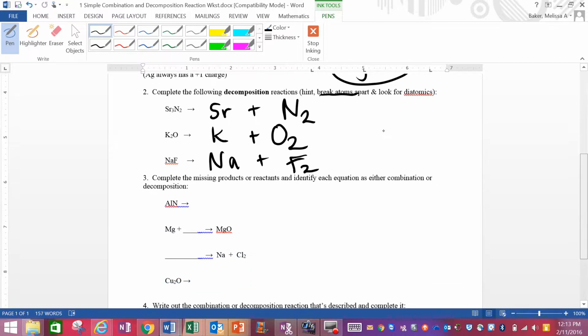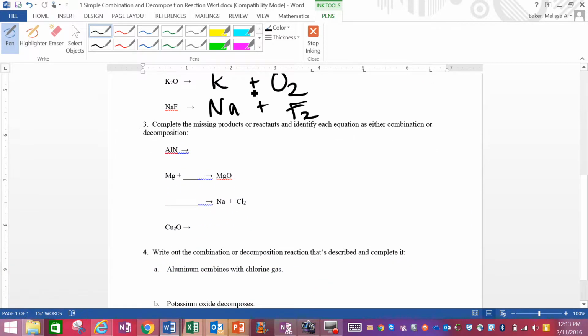Number 3, it's mixing them up. It says identify each as a combination or a decomposition. Well, this first one is one compound with an arrow. That must mean it's breaking down. The next one has a plus side to the left of the arrow, so 2 things are adding and forming one product. So that's a combination. Next one, it's one thing breaking down. And the last one too, it's something breaking down.